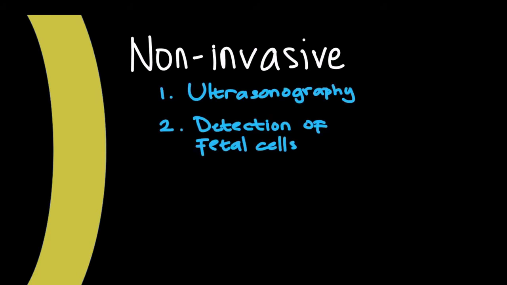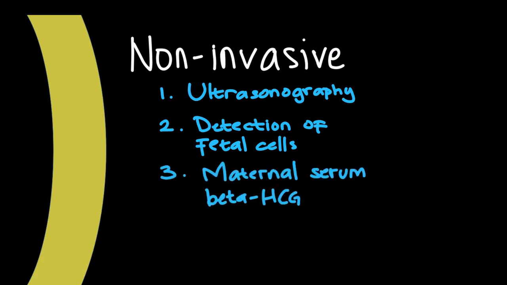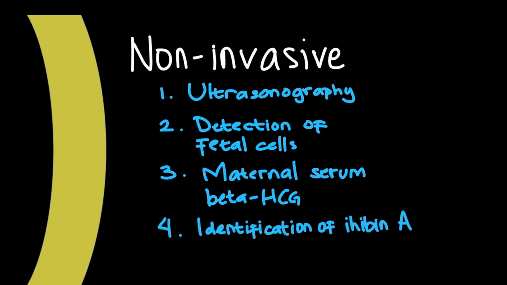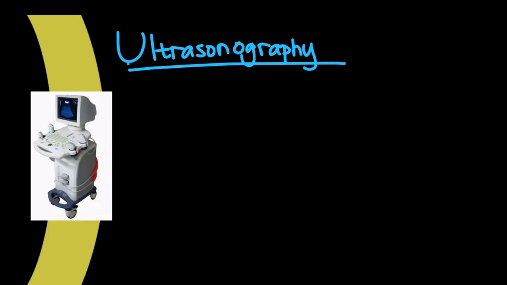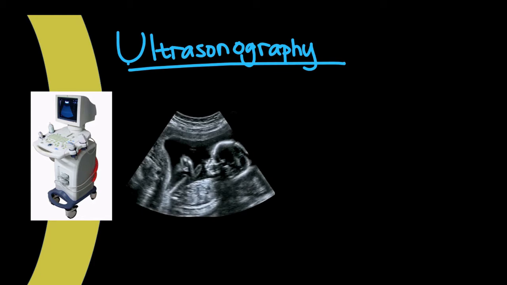For the non-invasive techniques, we would be looking at ultrasonography, detection of fetal cells in maternal blood, acquiring the maternal serum beta HCG, and identification of inhibin A. Our first prenatal diagnostic technique would be ultrasonography or ultrasound, which uses a machine to allow doctors and developmental researchers to have an image of how the baby looks when it's still inside the mother's womb.